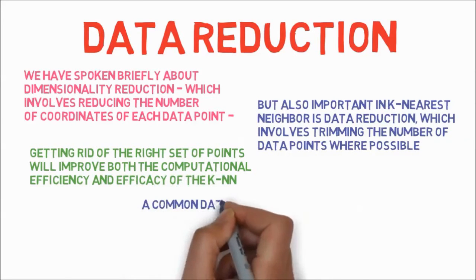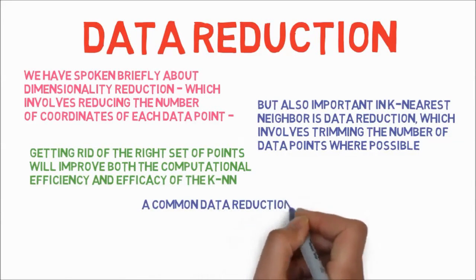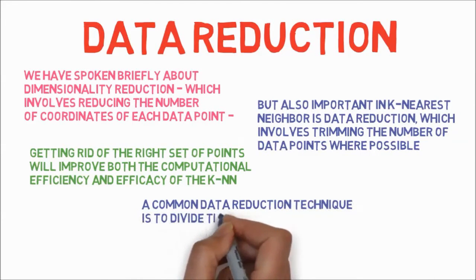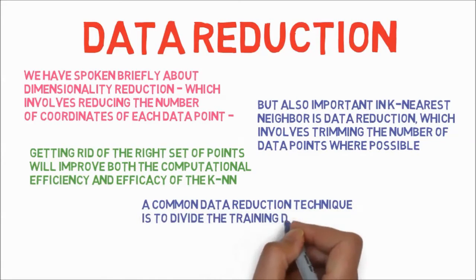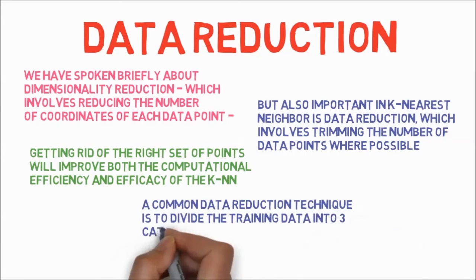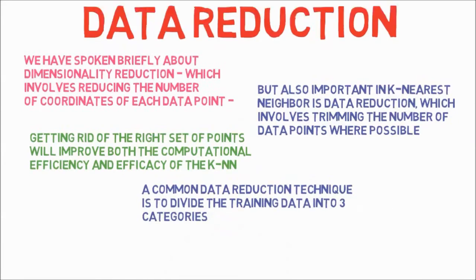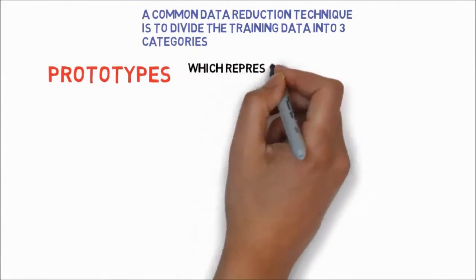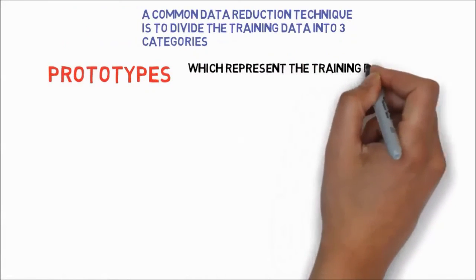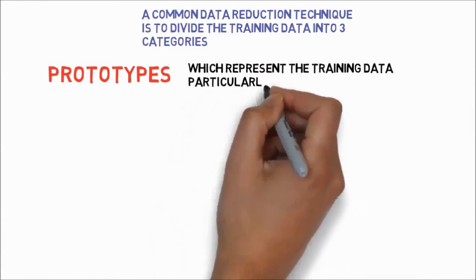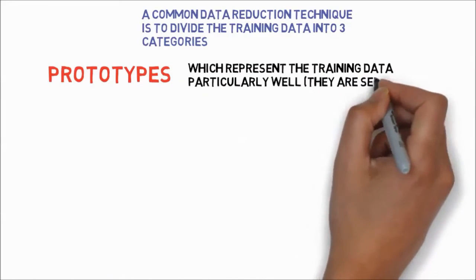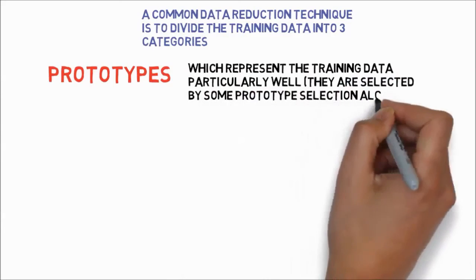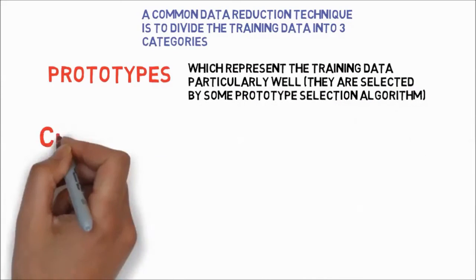A common way of going about data reduction is to divide all your data points into 3 categories. Let's talk about what each of these categories are and how they are significant. The first category is prototypes. These basically represent the training data particularly well. Prototypes in the training data can be identified using some prototype selection algorithms which are standard.